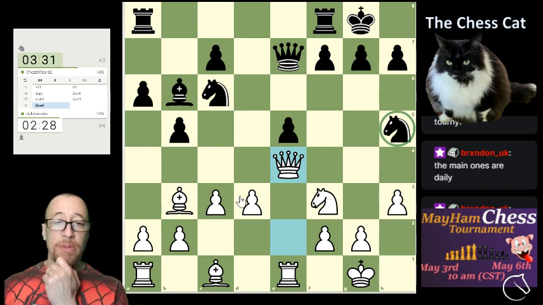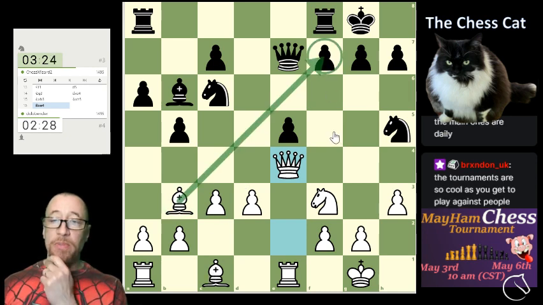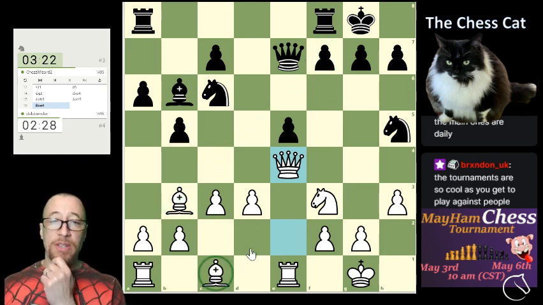We have a knight on the rim looking kind of grim. But this bishop has some scope, though it hasn't been developed yet. This bishop is the happy bishop. This bishop is the sad bishop. This one is pretty good.